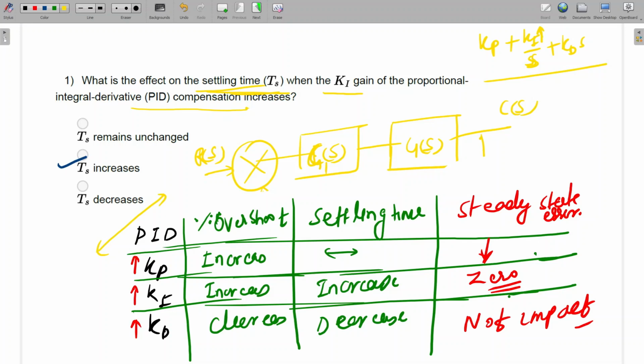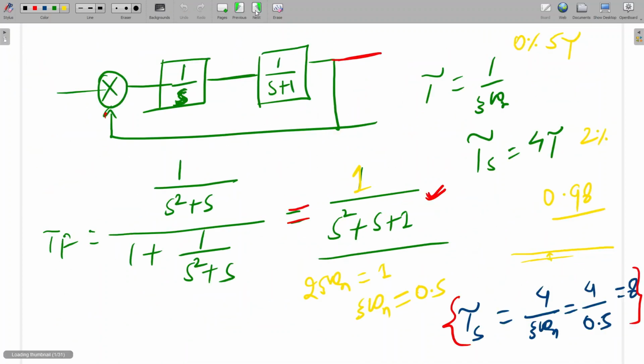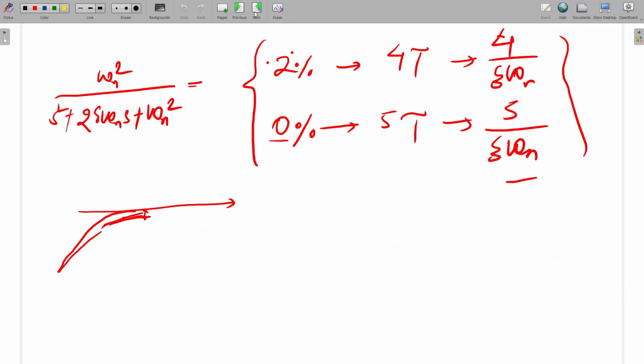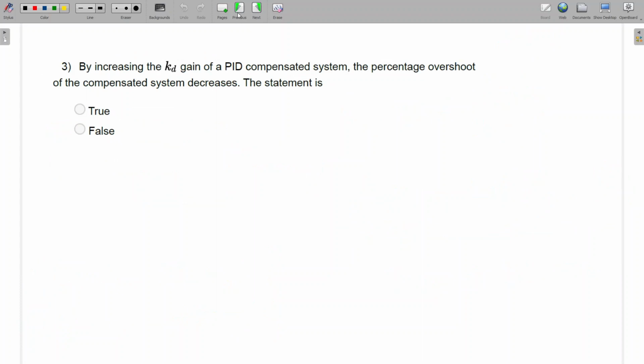Analytically also we can do it, or we can see this with MATLAB. Like in MATLAB, you can check the step response and vary the values, but it is better to remember that table. So is this true or false? What will be the answer? True, sir. This is true only. By increasing this gain, the percentage overshoot will decrease. So this is the correct option. Okay. So moving to the next question.